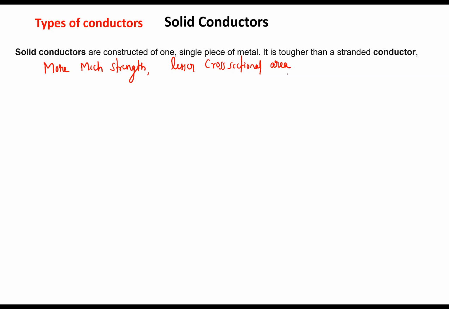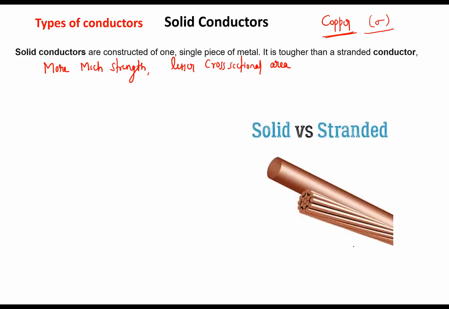So the obvious choice for solid conductors is copper. Solid conductors are all made up of copper because copper has more conductivity and more mechanical strength when compared to aluminum. So solid conductors are usually made up of copper. Okay. Next. So this is how the solid conductors are made. This is a solid conductor and this is a stranded conductor. Okay.